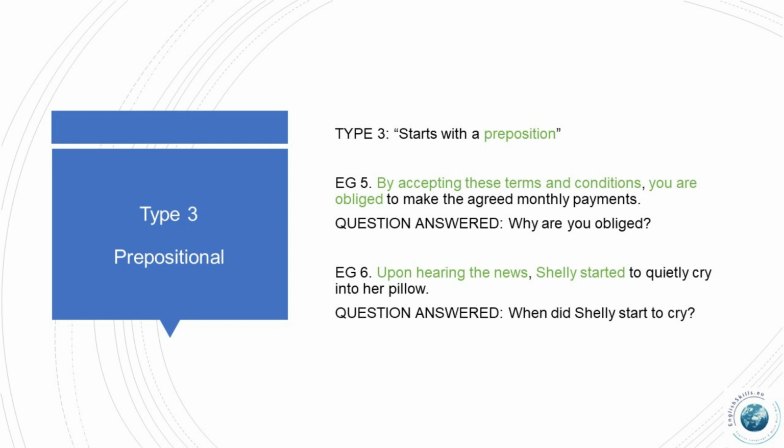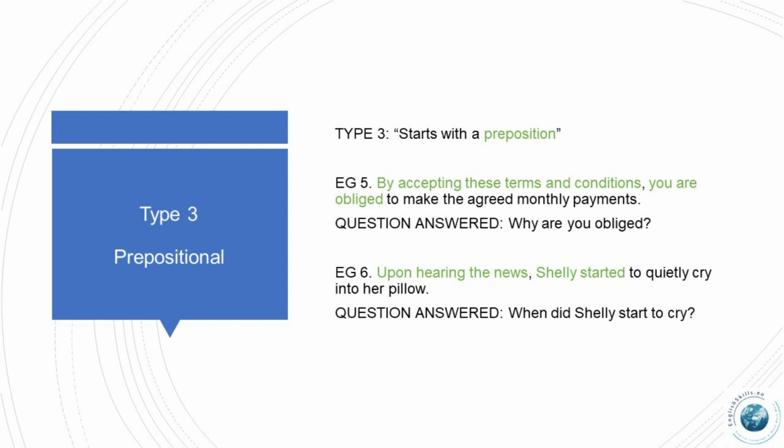Example 6, upon hearing the news, comma, Shelley. So we know Shelley heard the news, is correct. What did Shelley do? Shelley started to quietly cry into her pillow. Very sad. Question answered, when did Shelley start to cry? You might argue that it's why did Shelley start to cry? Yeah, it was the news.